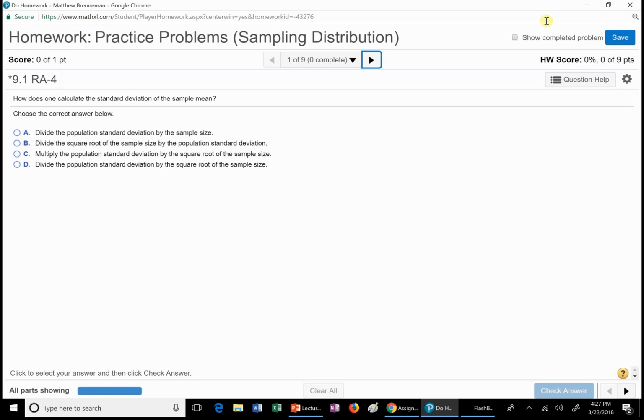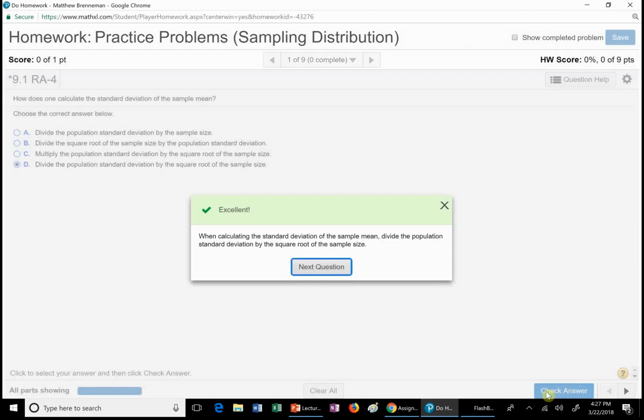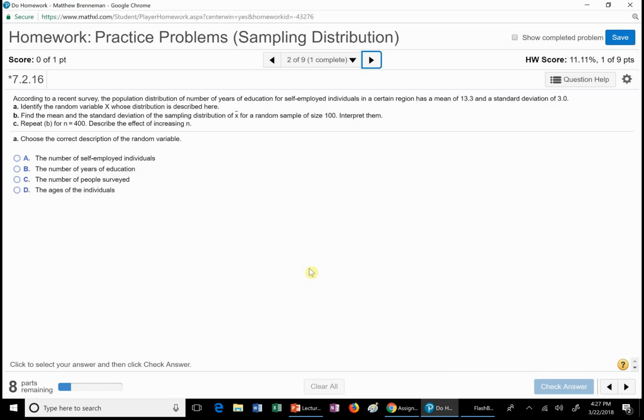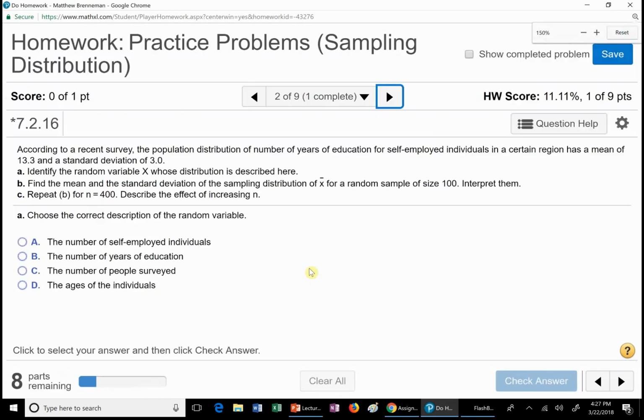Everyone's good. Okay. Let's just check to make sure. Drum roll. And there we go. This problem is actually a little harder. Notice that everything about the problem is in a single sentence: according to a recent survey, the population distribution of number of years of education for self-employed individuals in a certain region has a mean of 13.3 and a standard deviation of 3.0. And it wants to know what is the variable.